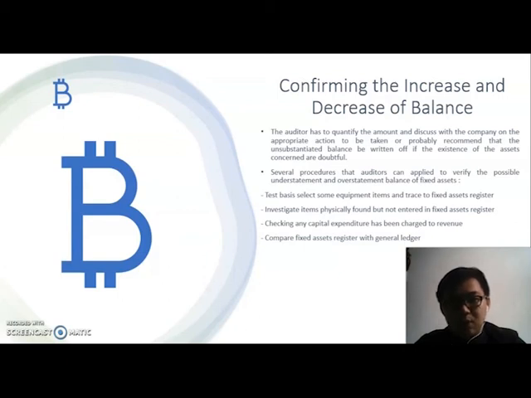Several procedures that auditors can apply to verify the possible understatement and overstatement of fixed assets balance are as follows. The first one is test basic: select some equipment items and trace to the fixed asset register. The second is investigate items physically found but not entered in the fixed asset register. The third one is checking whether any capital expenditure has been charged to revenue. The fourth is compare the fixed asset register with the general ledger.